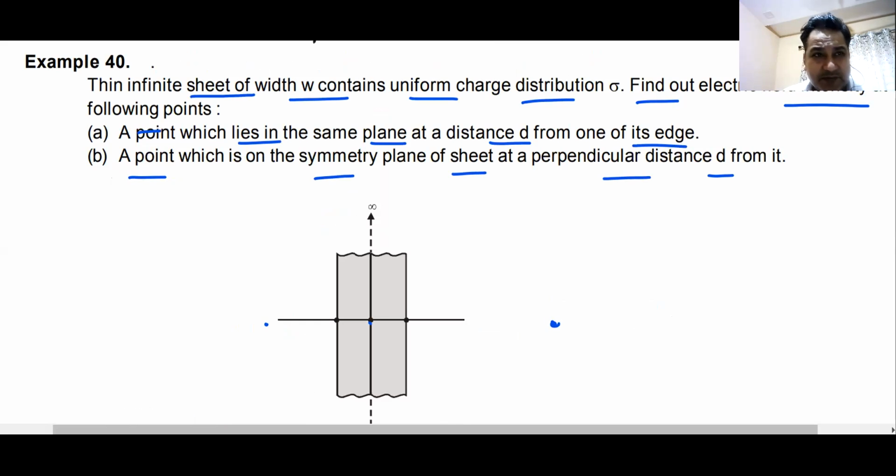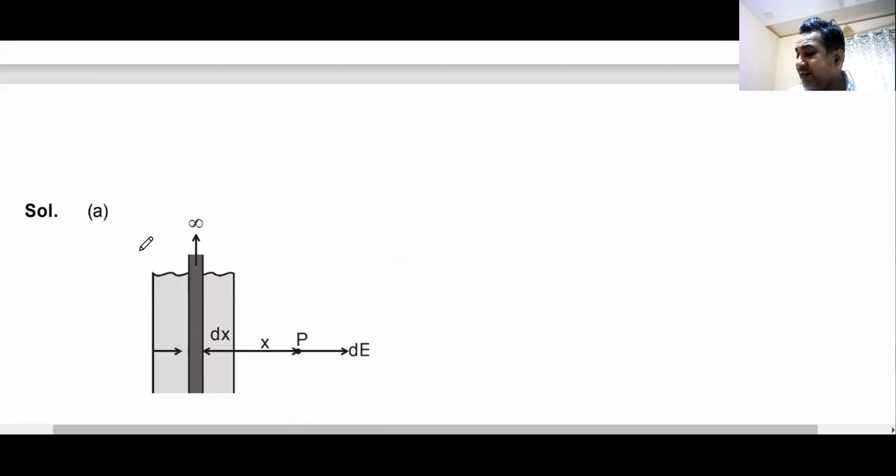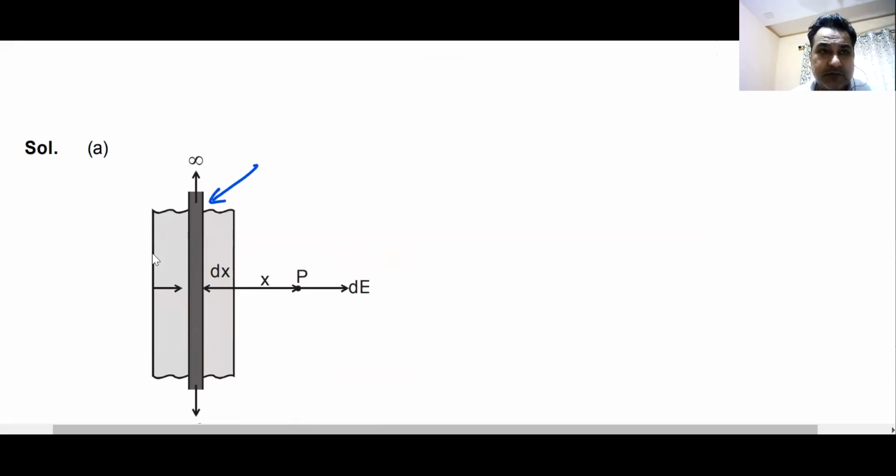Don't solve this question in the examination hall. You know this question, you can straight away. Basically what we got to do is break this sheet into small parallel wires.